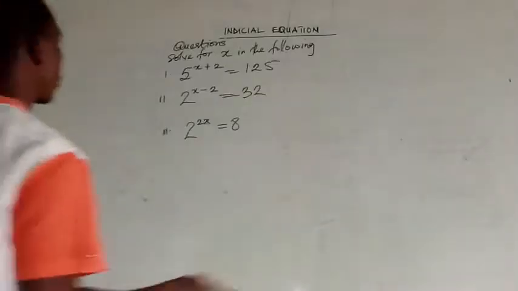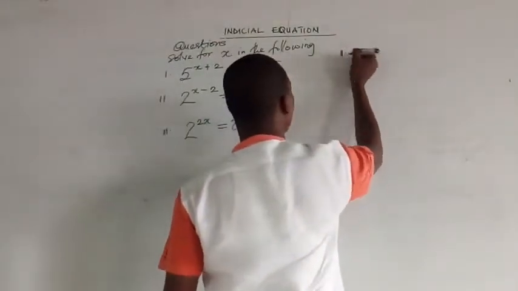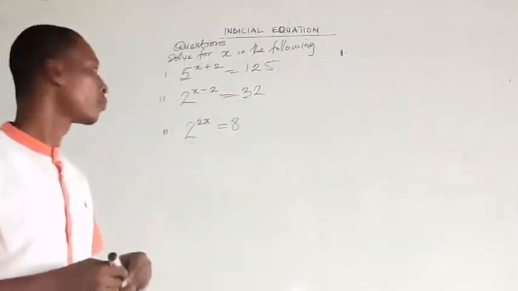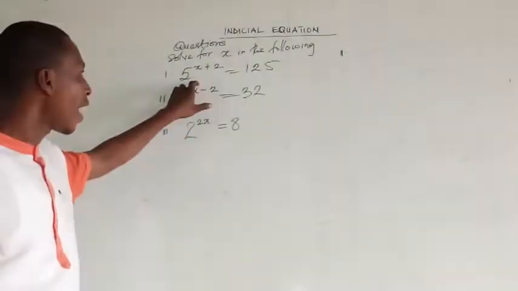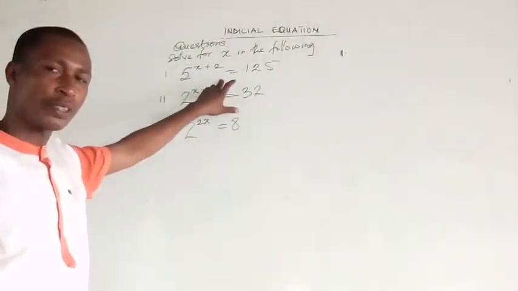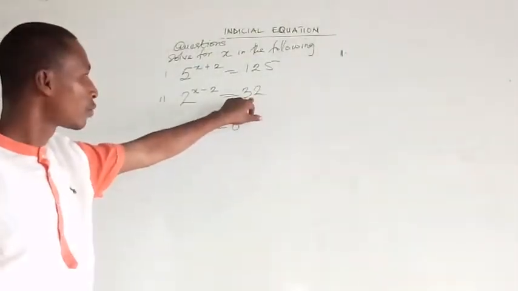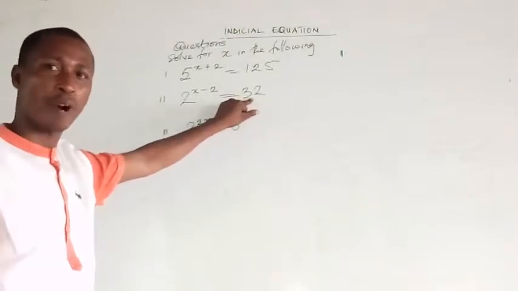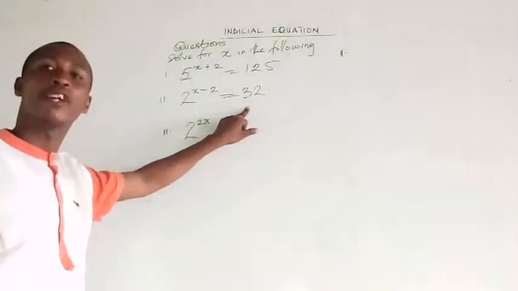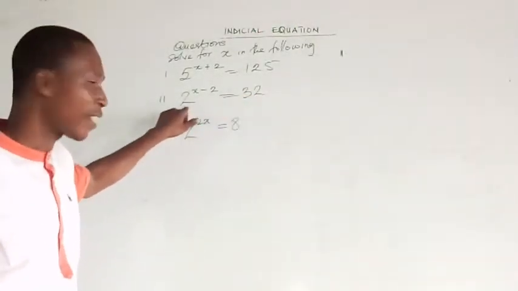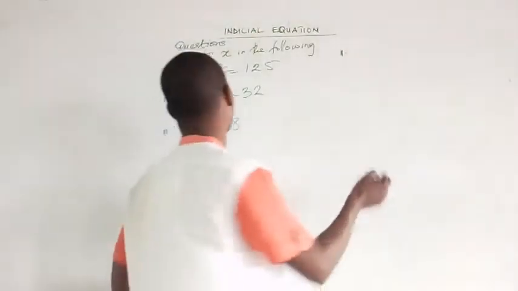So let us look at the second question, which is the second solution. We've got 2 to the power x minus 2 equals 32. It means that whatever x is, if you subtract 2 from it, you are going to get this 32, which will be 2 to a certain power. So first, we have to convert the 32 into a power and a base. And the base must be 2. So what we are going to use to divide 32 must be 2.